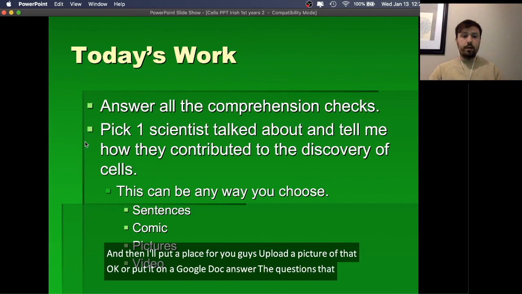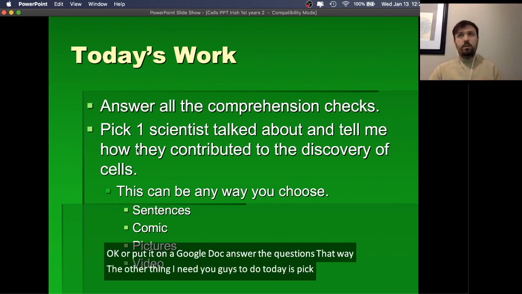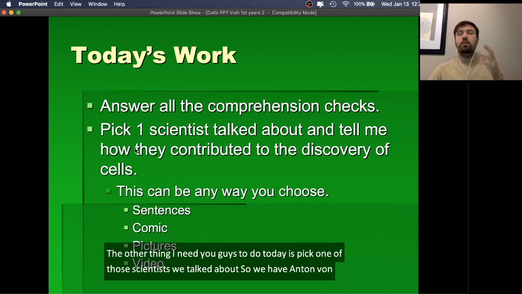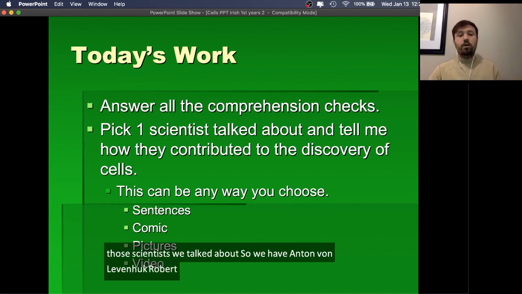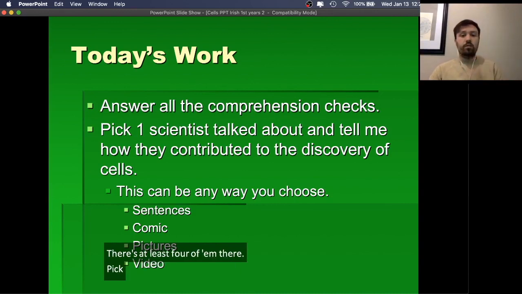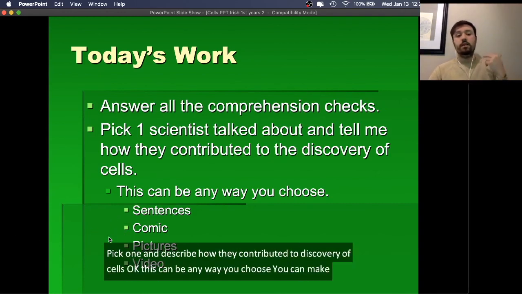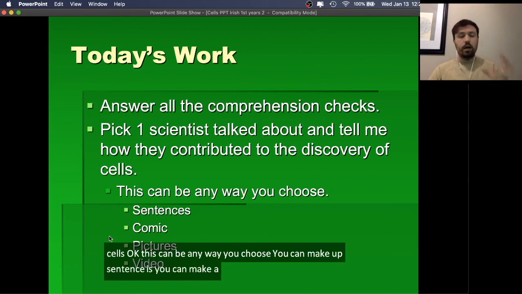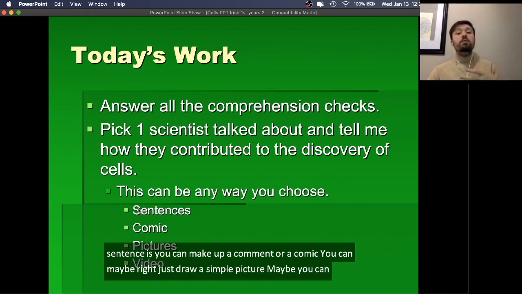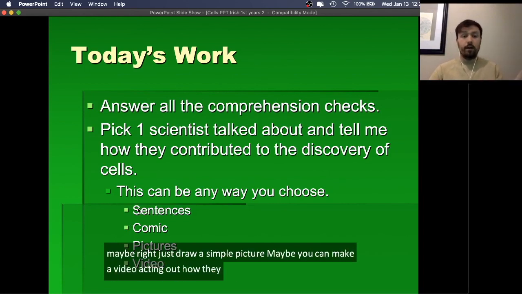The other thing I need you guys to do today is pick one of those scientists we talked about. We have Anton von Leeuwenhoek, Robert Hooke, Schwann, and Schleiden. There's at least 4 of them there. Pick one and describe how they contributed to the discovery of cells. This can be any way you choose. You can make up sentences, a comment or a comic. You can maybe just draw a simple picture. Maybe you can make a video acting out how they did it. It's up to you. So two things: answer the comprehension checks and pick one scientist.